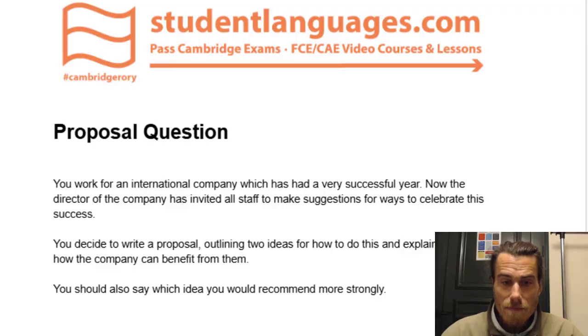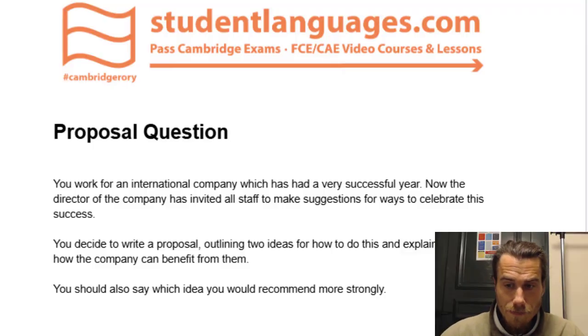Today I'm going to be critiquing a CAE, that's C1 Advanced, proposal. So that's part 2 of the writing paper. I'm going to show you the question, then I'm going to show you a student's answer, then I'm going to critique that answer, making corrections. I'm then going to add my comments and score to the Cambridge English Examiner Assessment Scale, which is how the examiners mark your paper. So, let's get started.